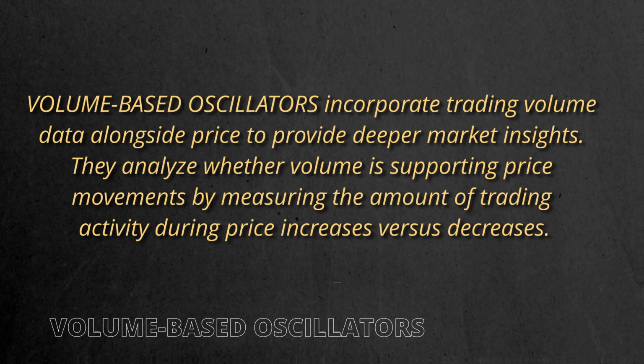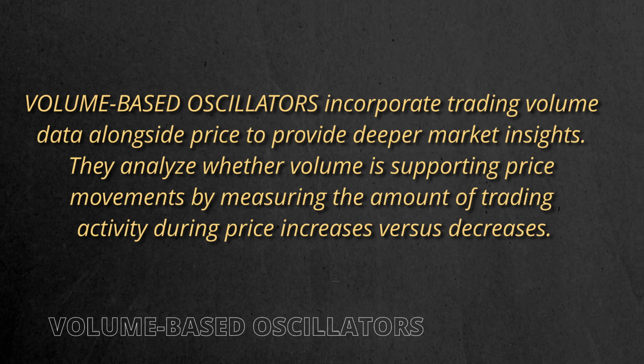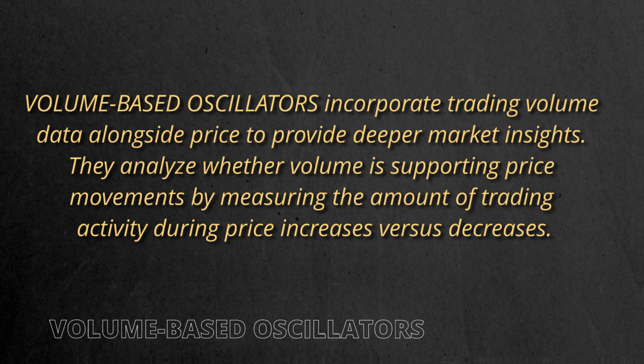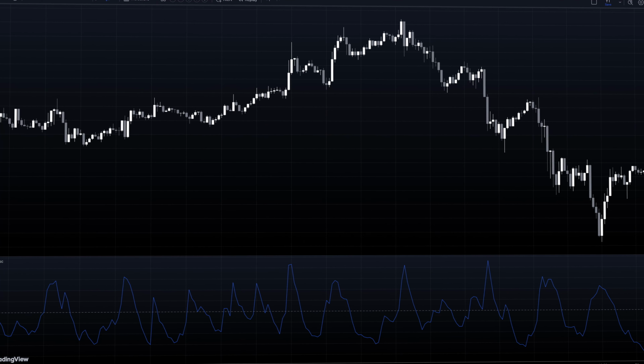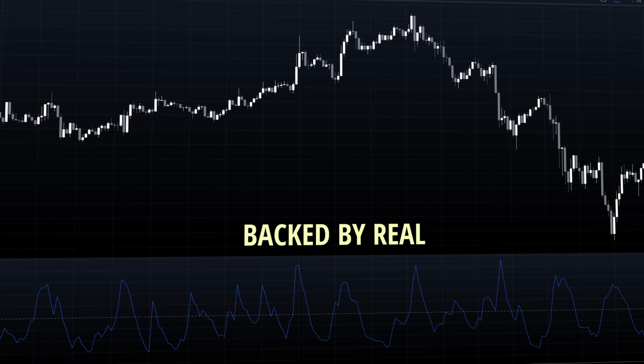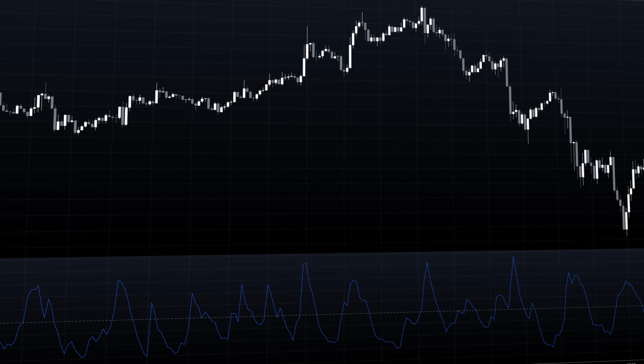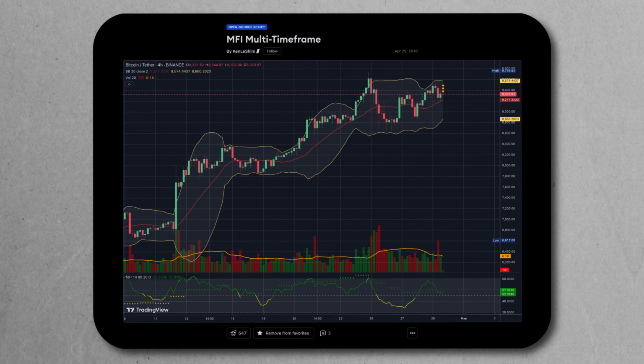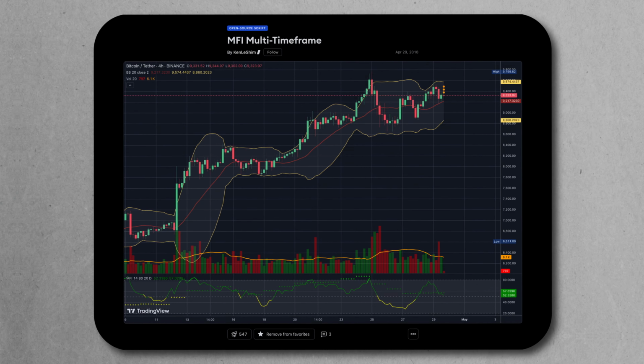Volume-based oscillators incorporate trading volume data alongside price to provide deeper market insights. They analyze whether volume is supporting price movements by measuring the amount of trading activity during price increases versus decreases. This helps determine if price changes are backed by real buying-selling pressure or might be temporary.